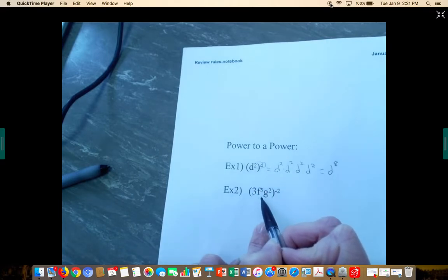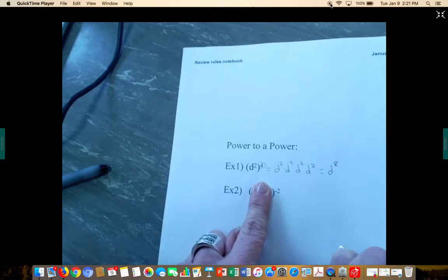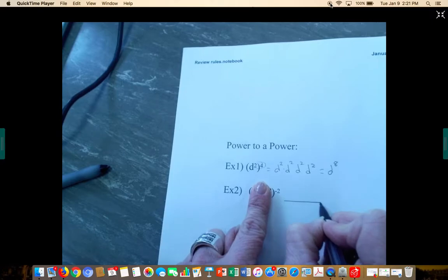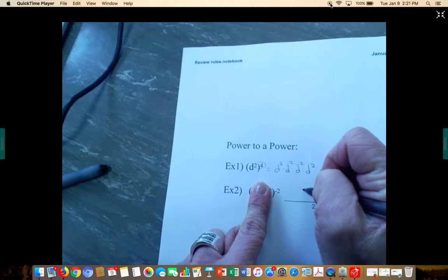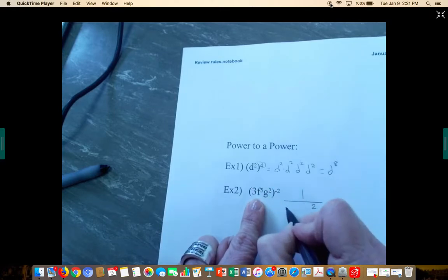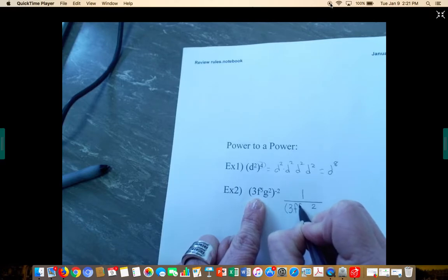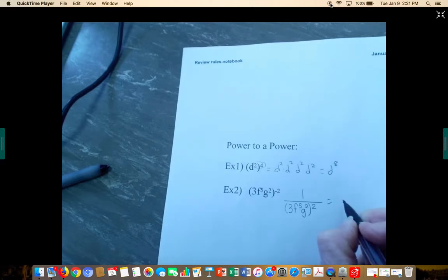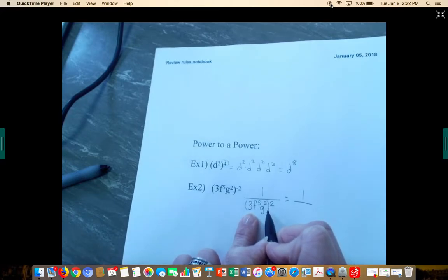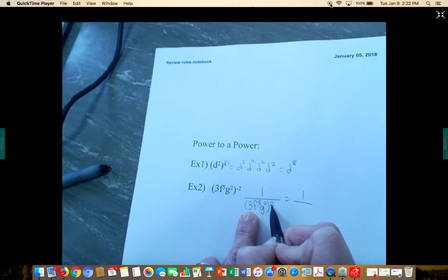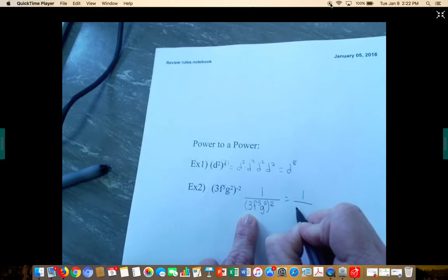Now this one, we got a couple things going on here. We have a negative exponent, so whatever's inside here needs to be moved to the denominator, and then we're going to change the exponent to positive. So we have to put something on the top, so we're going to put 1 on top, and then I'm going to move the 3, f to the 5th, and g to the 2nd to the denominator. Okay. So the 1 is going to stay on top, and then similar to the distributive property, we're going to pass out our exponent. So this is 3 to the 2nd power, this is 3 squared, this is a coefficient, not an exponent. So 3 squared is 9.